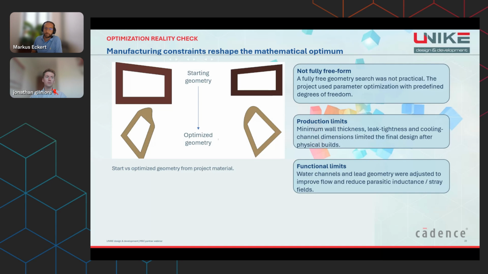Minimum wall thicknesses, leak tightness, cooling channel cross-sections, powder removal, support structures, and assembly surfaces change what remains of the mathematical optimum. The supply geometry and water routing also have to be adapted so that the flow and electromagnetic function work together. This is not a step backward from optimization. It is a necessary step. Only when manufacturing restrictions are included from the beginning does the optimization produce a candidate that can later work as a tool.